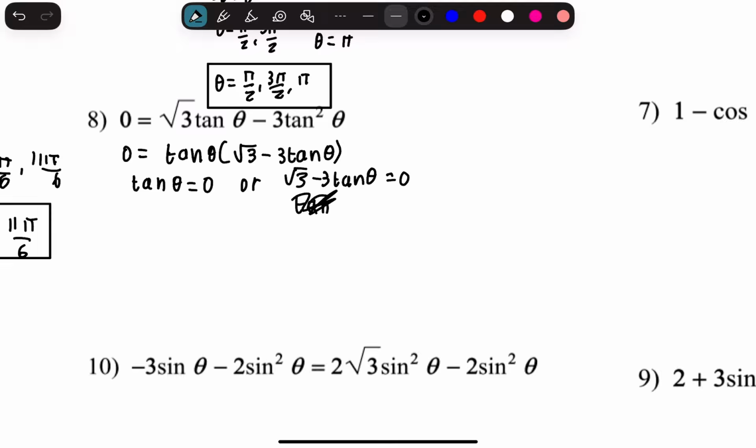So that's going to be tangent of theta is equal to root 3 over 3, dividing that side by root 3, that side by root 3. So it's going to be equal to 1 over root 3.